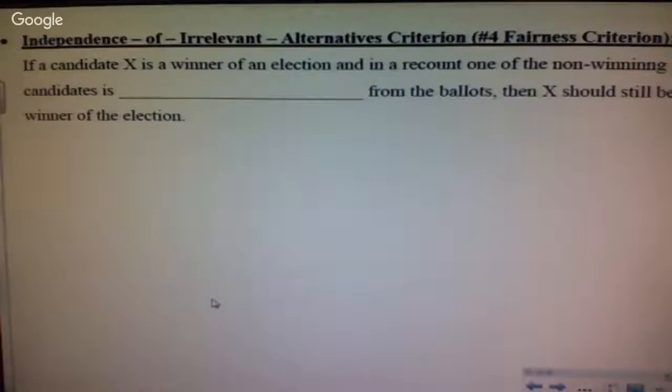So that brings me to our last fairness criterion. It says if candidate X is a winner of an election and a recount, one of the non-winning candidates is removed, then X should still be the winner of the election. So we removed a candidate that didn't win to begin with, but somehow that magically made our winner change, which caused a problem. They do shorthand this to the IIA criterion instead of calling it the independence of irrelevant alternatives. That's a big mouthful. Okay.